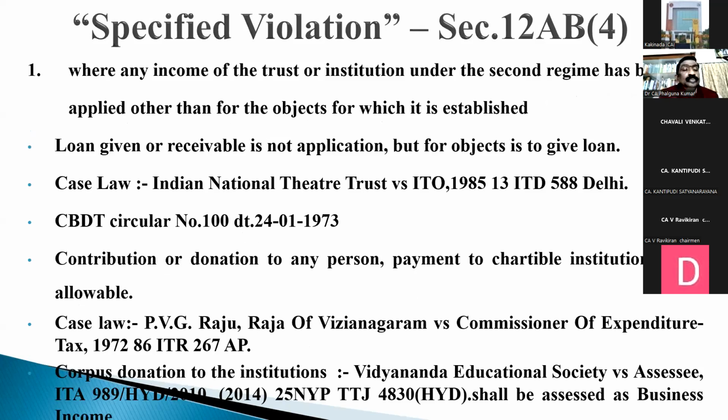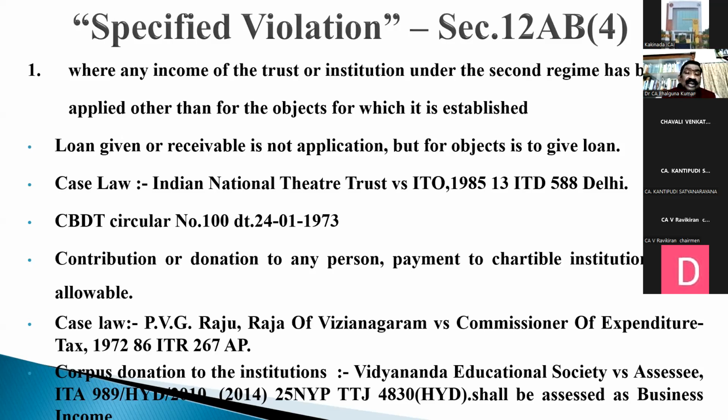So then what is meant by specified violation is defined in 12AB(4). In this specified violation, 6 circumstances are given. So for these specified violations, registration cancellation is the ultimate method they have suggested. The specified violation is defined under 12AB(4), and if a specified violation is there, now cancellation applies from the 22-23 financial year onwards, assessment year 23-24 onwards. Earlier the specified violation was not there.